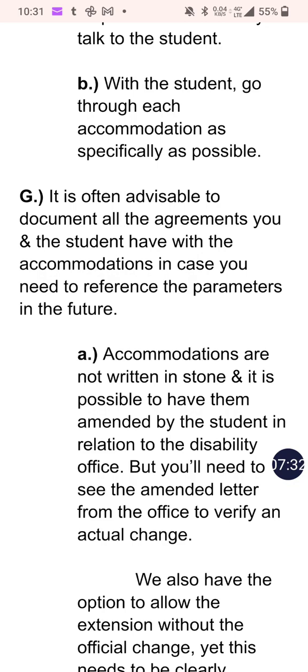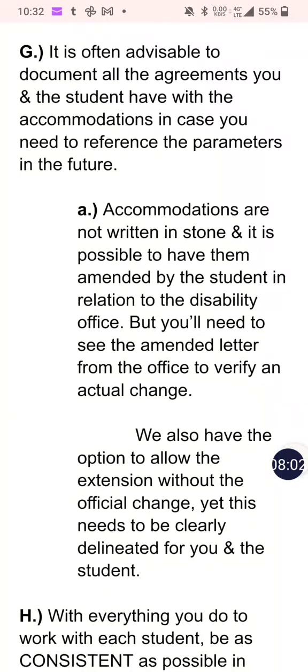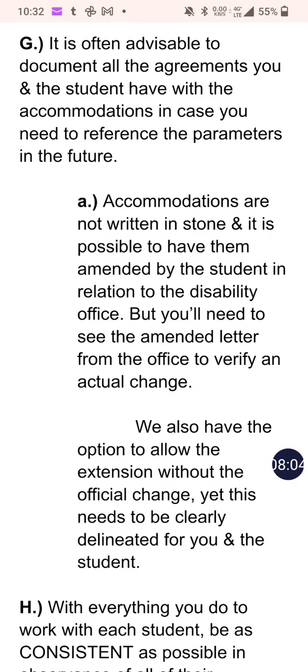And so it's often advisable to document all the agreements you and the students have with the accommodations in case you need to reference the parameters in the future. So you need one or two very short sentences to possibly email the student after you've talked to them to clarify what the parameters are per accommodation so that both of you are clear in the future, in case there are issues or discrepancies.